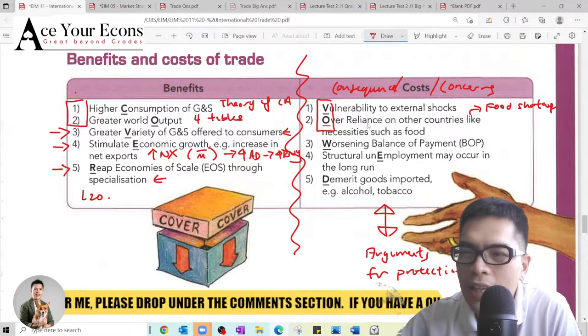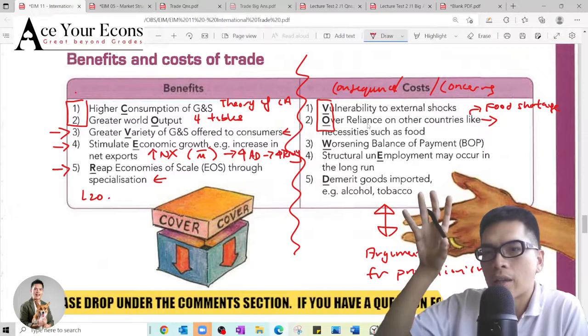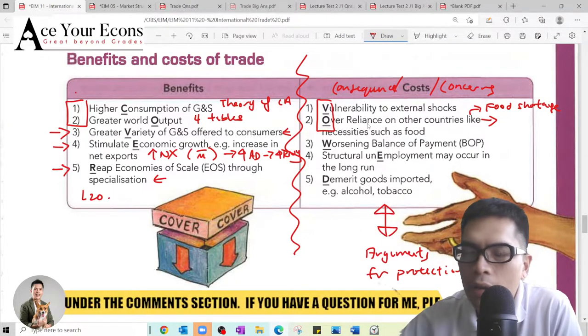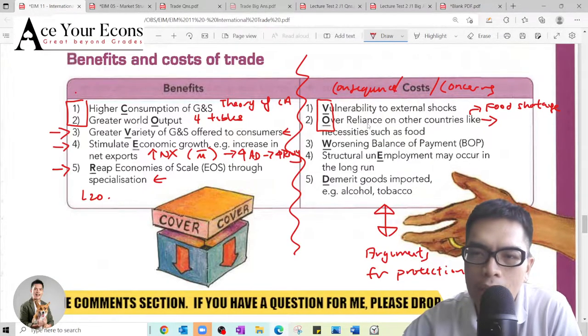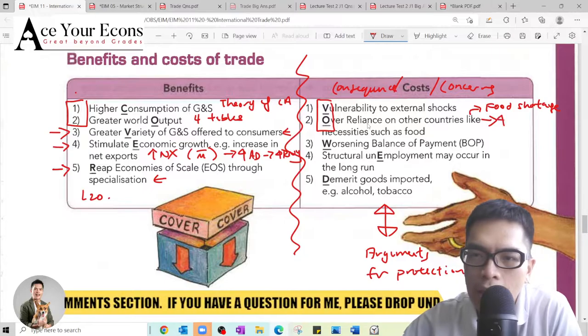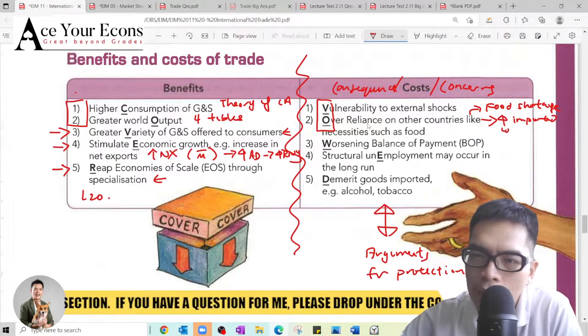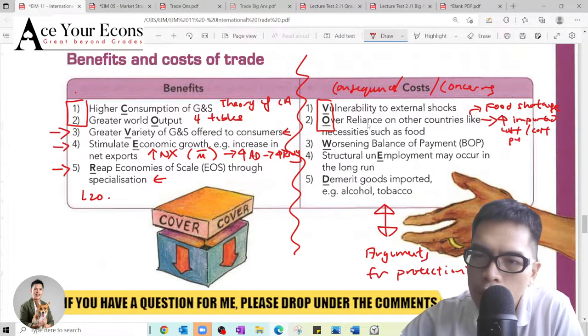On top of that, if you're looking at your food supplies as a whole, when there's a global food shortage, this will result in higher imported costs and cost push inflation. This one is very important. Cost push inflation.